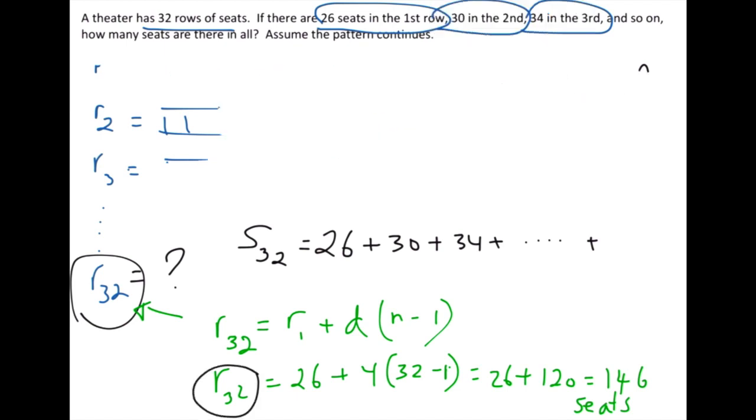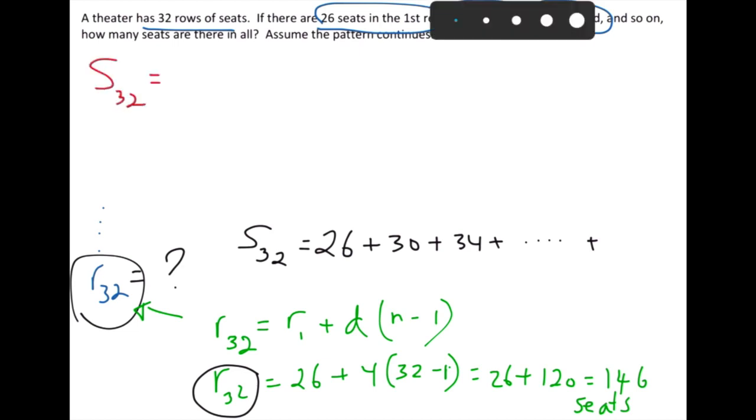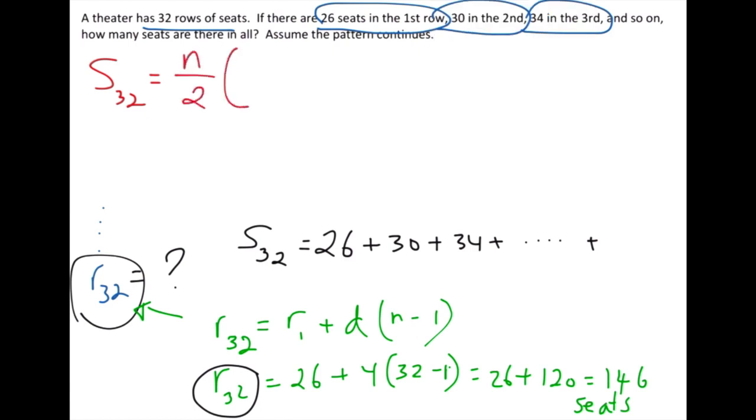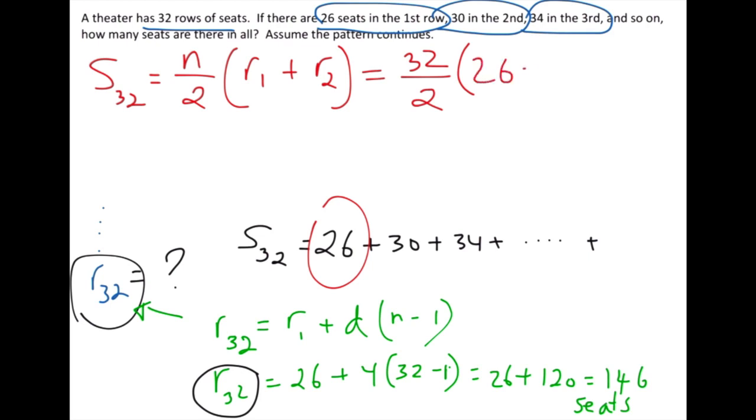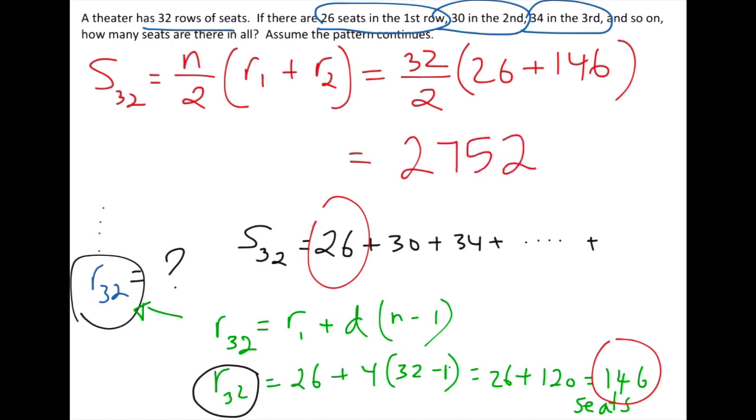Now let's find the total number of seats in the theater. So I'll be looking for S32. That would be the number of rows over 2 times how many seats are in row 1 plus how many seats are in row 2. So that would be N. So now I have 32 rows over 2 times 26 plus 146, and that will give me 2,752. So I have 2,752 seats. This is my final answer.